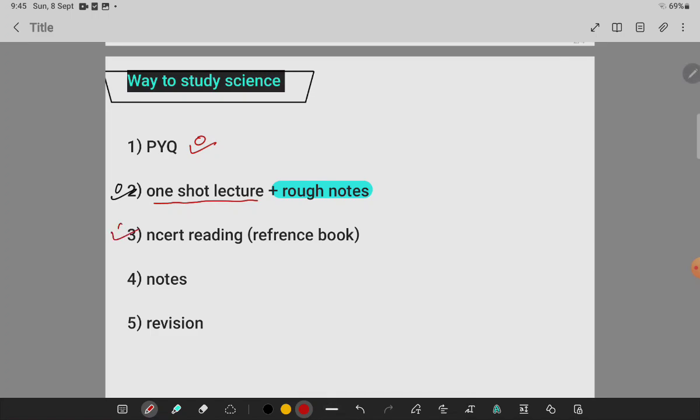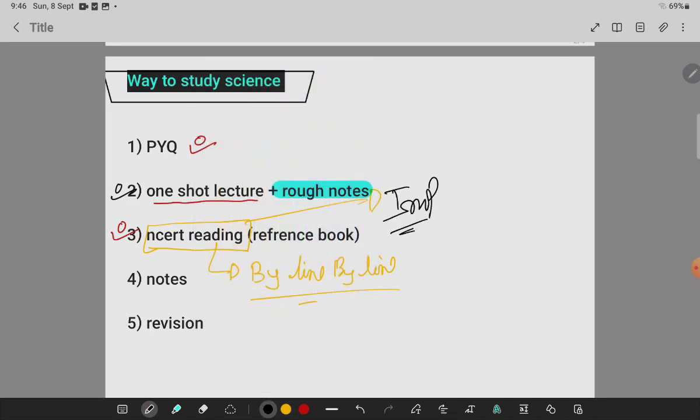Now the third thing is to study the NCERT. Read the NCERT line by line. Okay, you don't have to miss a line, because NCERT is the most important book, because all the questions are asked from the NCERT only. So first of all do the NCERT, or you can take a reference book also. If you don't know how to read the NCERT, or it is tough for you, then you can go for a reference book.